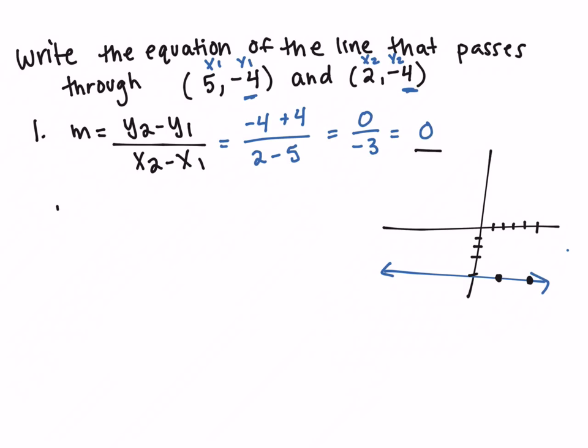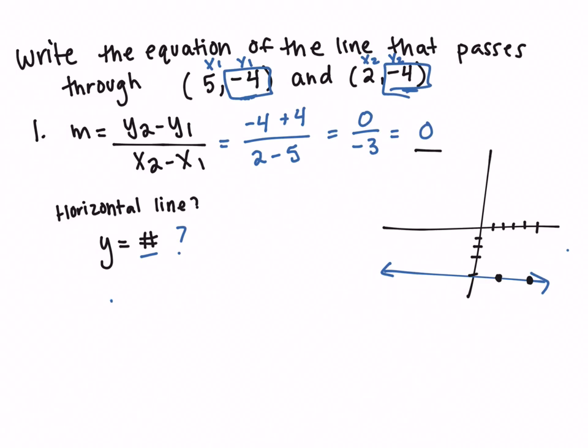Now, how do we write the equation of a horizontal line? A horizontal line is always going to be y equals a number. So what number goes there? Y equals what number? Well, look at your 2 points. What does y equal in both of those points? Y equals -4. And that's it. That's your final answer.